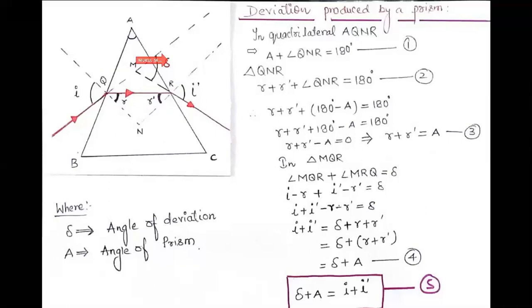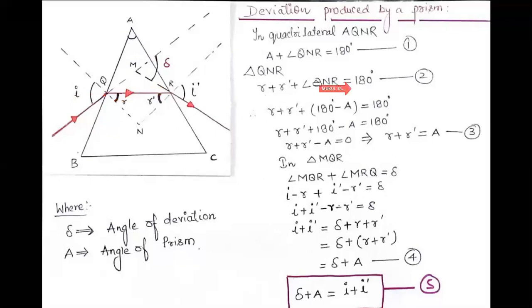Now further, in quadrilateral AQNR, angle A plus angle QNR are opposite angles and their sum is 180 degrees. So we write it as A plus angle QNR equals 180 degrees. Now in triangle QNR, the sum of the angles is 180 degrees, so R plus R dash plus angle QNR equals 180 degrees.